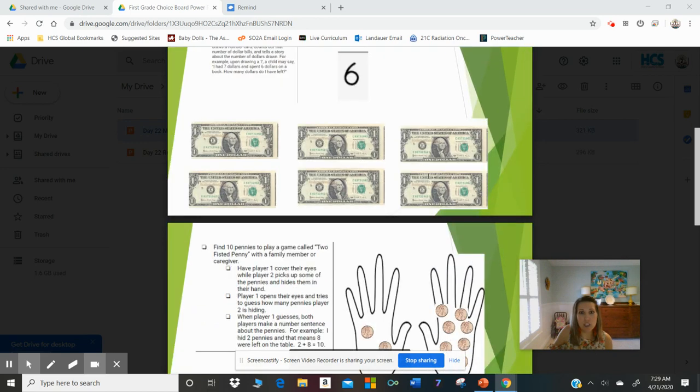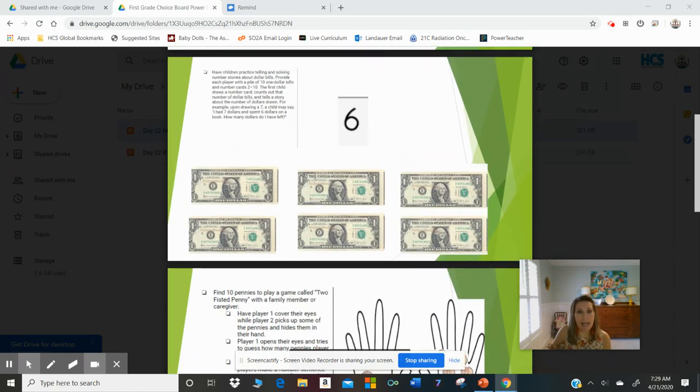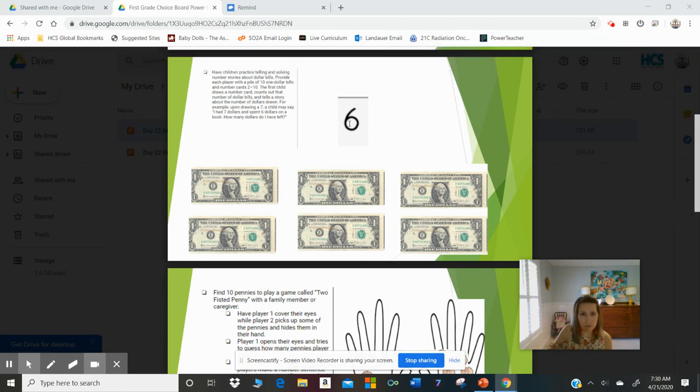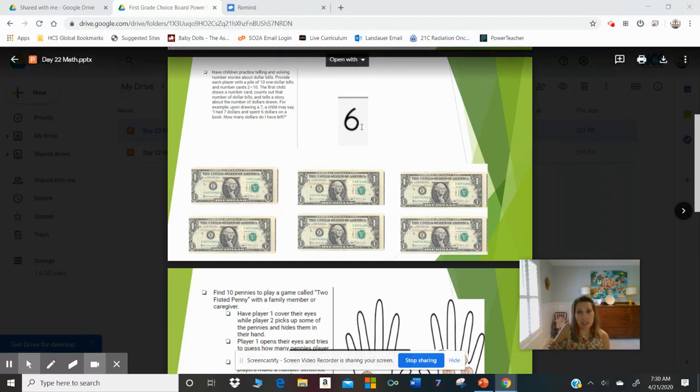All right, the next choice is a game. It says, practice telling and solving number stories about the dollar bills. Boys and girls, a dollar bill is 100 cents, or we just count them by one. The first child draws a number card. So you're going to need number cards 2 through 10. You're going to tell a story with your dollar bills about the number that you chose. So I chose the number 6.